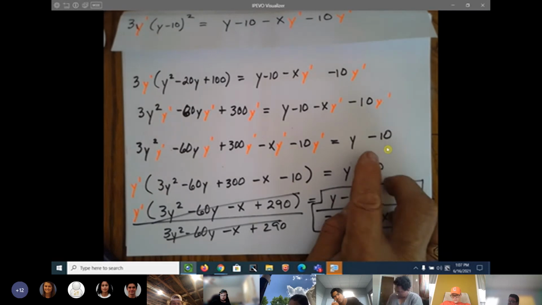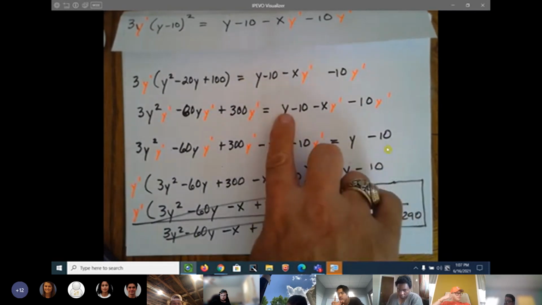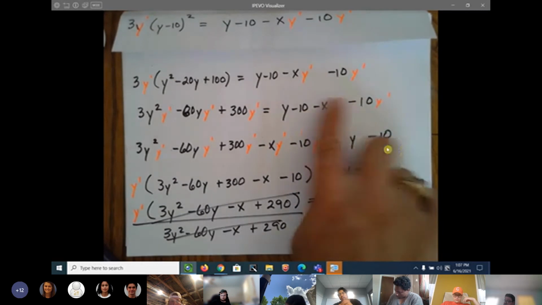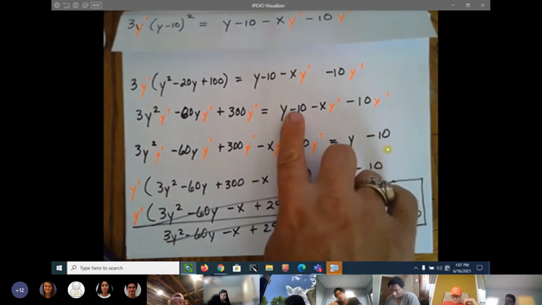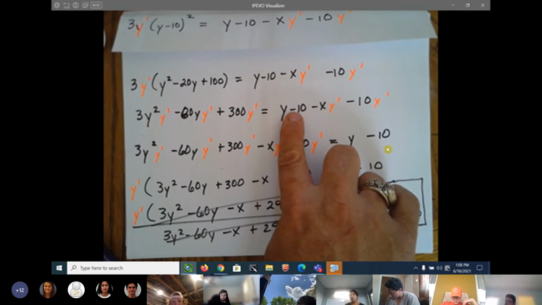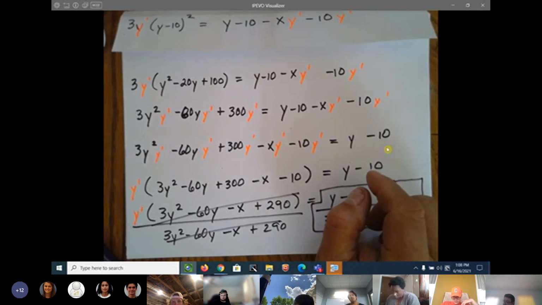I didn't bring the y right here. It was already over here. The y and the minus, I just left it. It just stayed right here. No, is that what you're talking about? No, right beside it, the xy prime and then 10y prime. Did I not bring? Shh.